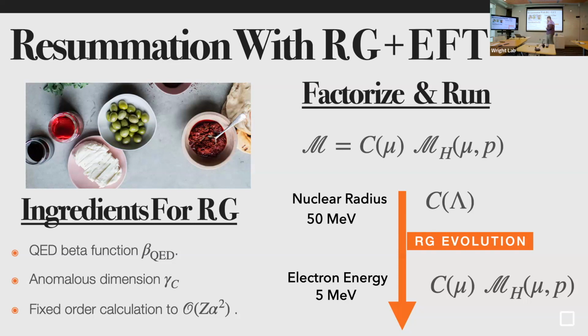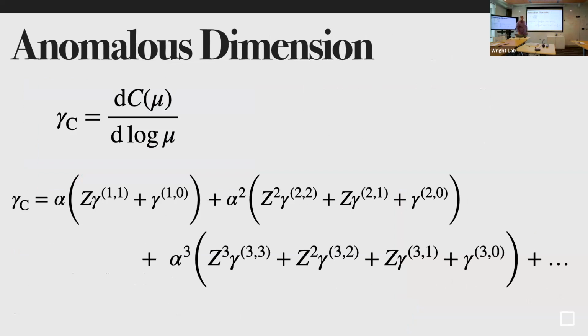Now I know how to do that because I know how the coupling runs in QED. The one thing I need to know is how my operator runs, and for that I need the anomalous dimension. From what I've told you so far in the story, we know parts of the anomalous dimension, but not all of it. The anomalous dimension you can write in total generality as an expansion like this. So you just expand it in alpha.